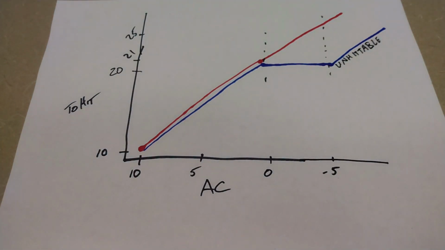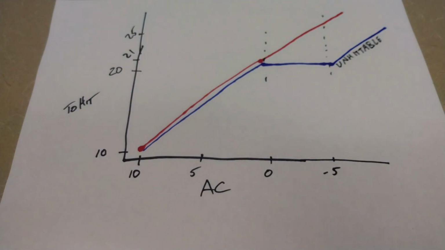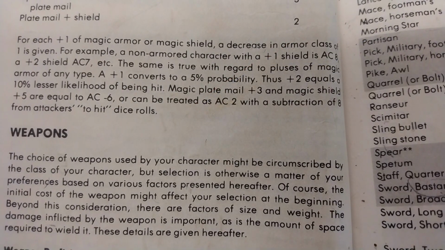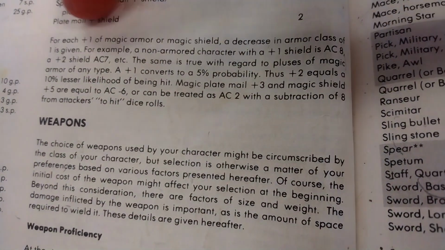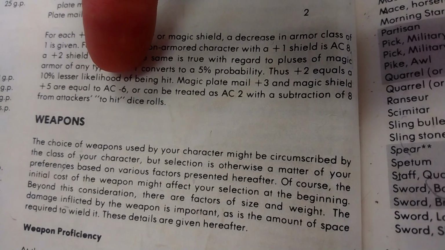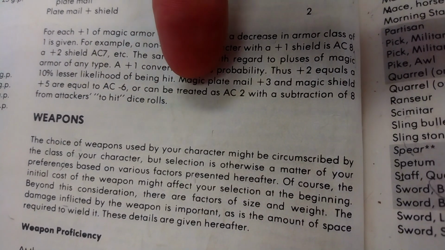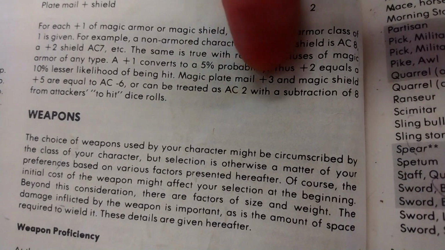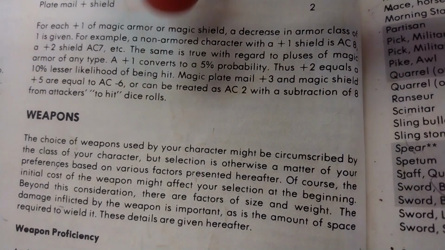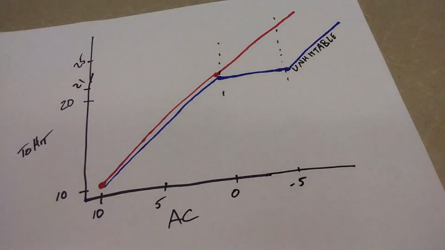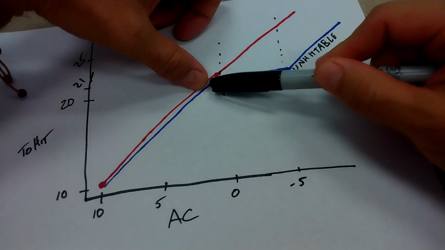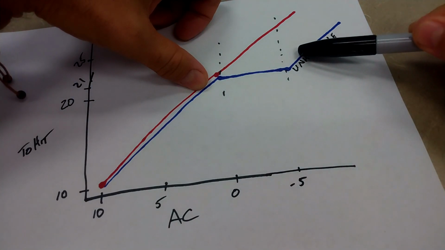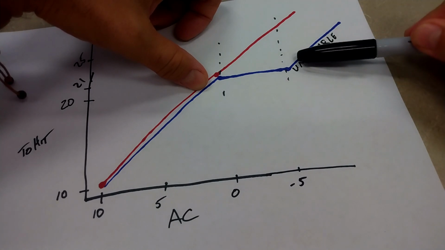However, it is also worth pointing out yet another exception to this rule. In the Player's Handbook, Gary offers this little nugget. Magic Plate Mail +3 and a Magic Shield +5 are equal to AC -6, or can be treated as AC 2, with a subtraction of 8 from attackers' to-hit dice rolls. These are functionally different. If your armor class is 2 and you adjust it down to the -6, you become unhittable for a first level fighter.